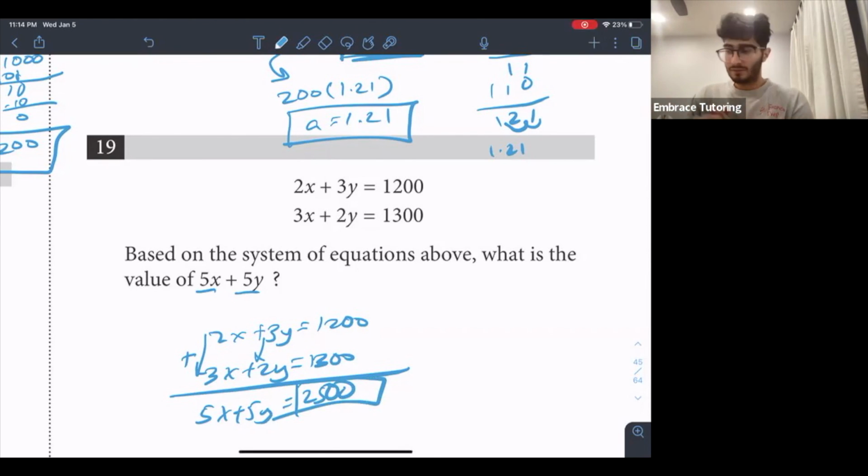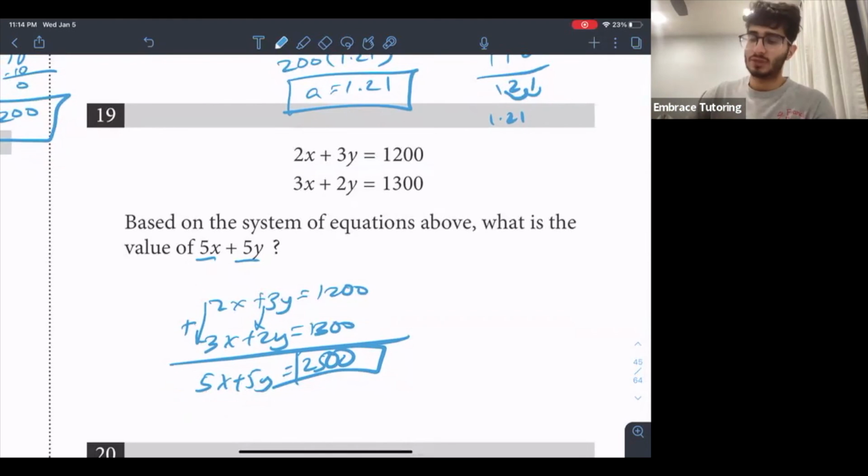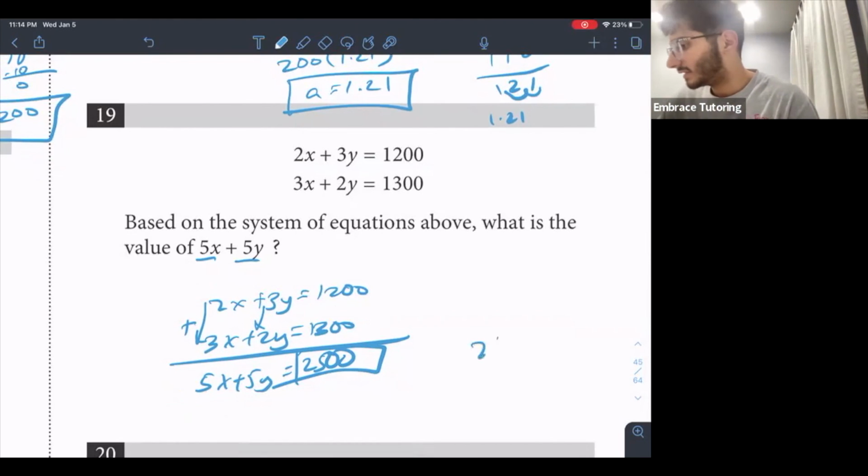So if there are ways where you can combine equations and make the steps fewer, and make it easier for yourself, then you should go for that, because then you save time and then you can double check it later on. So our answer for question 19 is 2500.